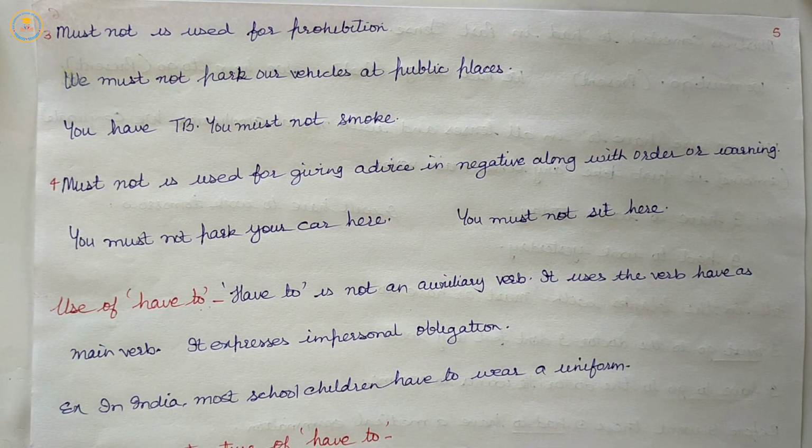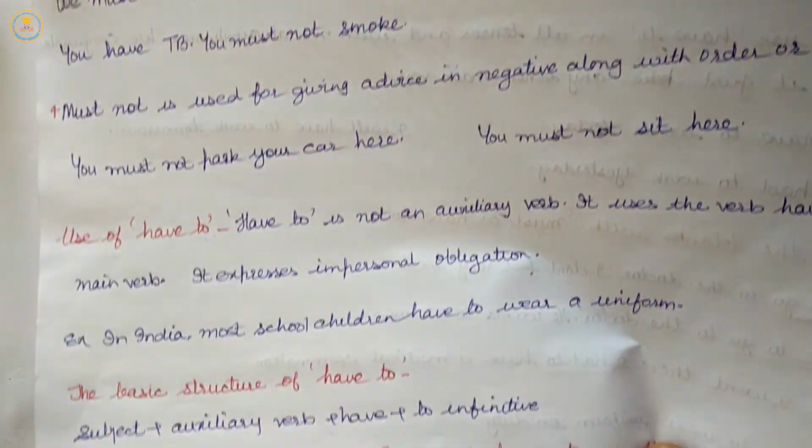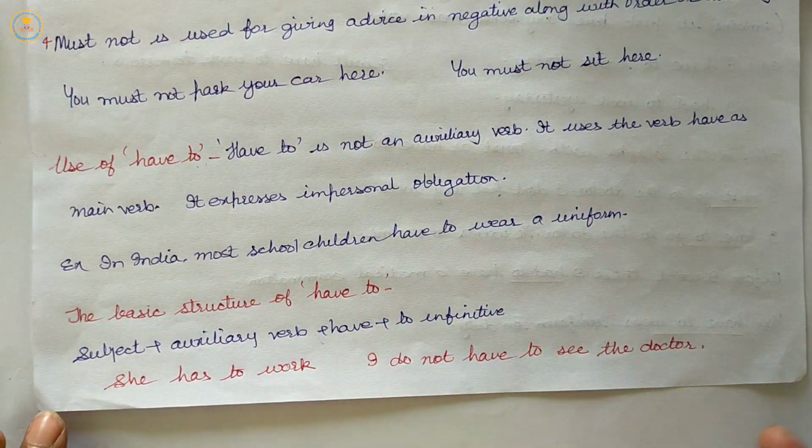So, the use of must. First, must is subjective. Must expresses personal obligation. Must not is used for prohibition. Must not is used for giving advice in negative along with order or warning. Next step is the use of have to.